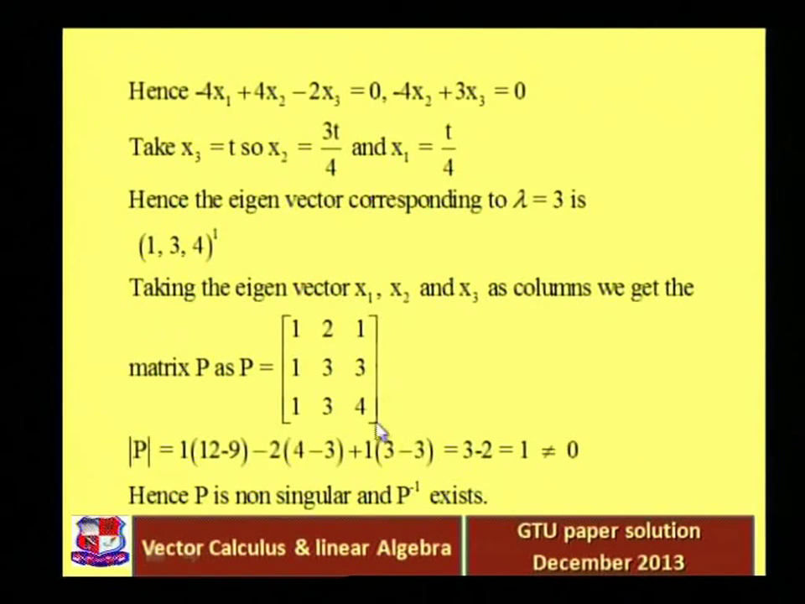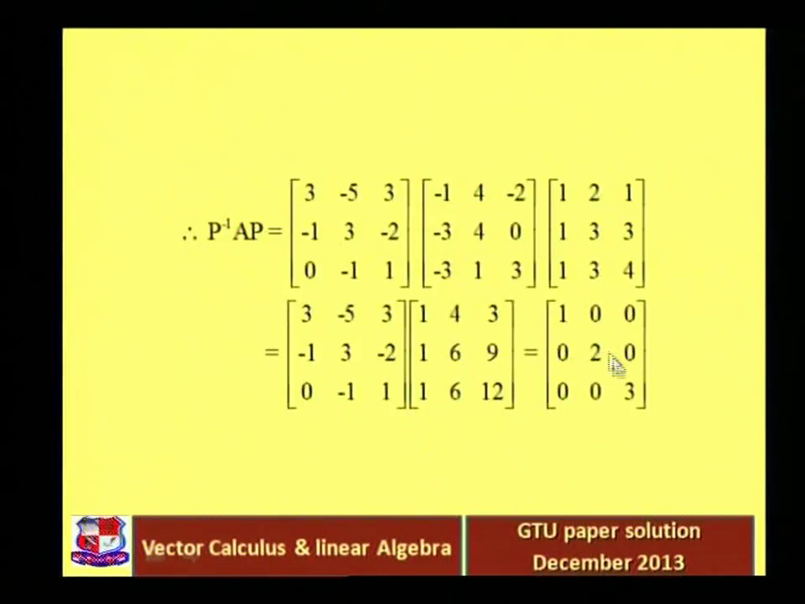Suppose we interchange the first and second columns. That means the first column is for lambda equal to 2, and the second column is for lambda equal to 1. So in that case you will get 2, 1, 3 here, right? So just try to understand how we make this P inverse A P. You can also directly write down P inverse A P.